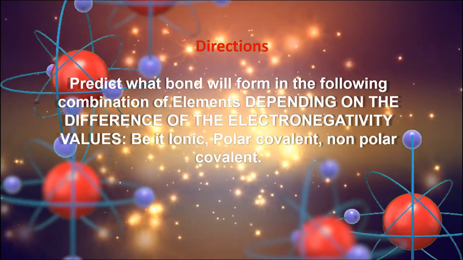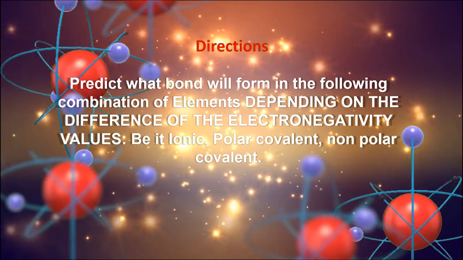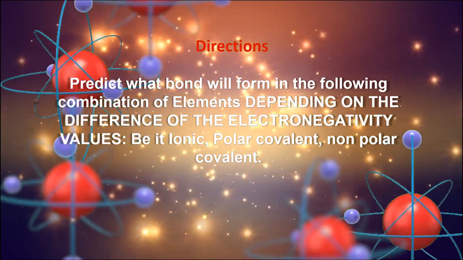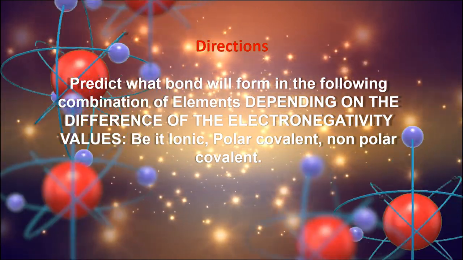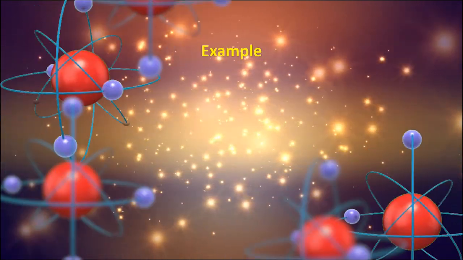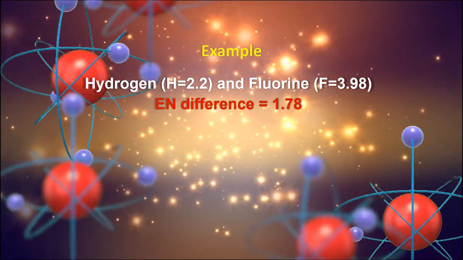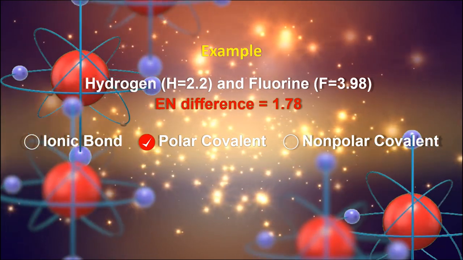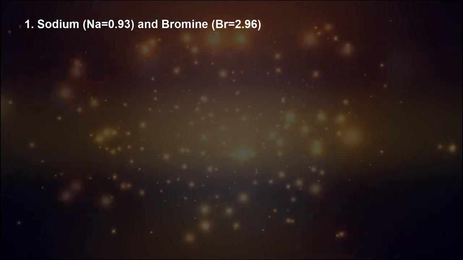Predict what bond will form in the following combinations of elements, depending on the difference of the electronegativity values, be it ionic, polar covalent, or nonpolar covalent. Let EN be electronegativity value. Example, hydrogen and fluorine. EN difference, 1.78. Answer, polar covalent. Number 1, sodium and bromine.